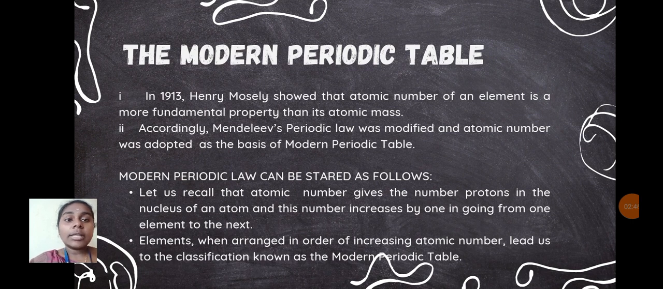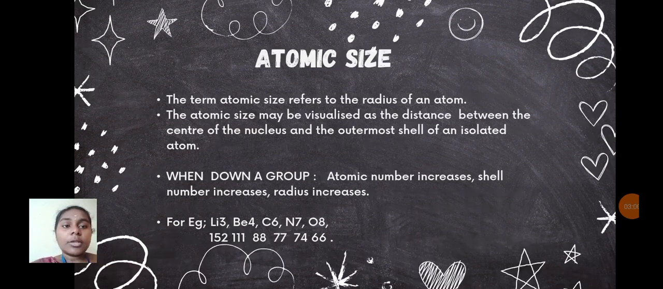Let's recall that the atomic number gives the number of protons in the nucleus of an atom. The atomic number increases by one going from one element to the next. So the elements are arranged in order of increasing atomic number. Let us look at the classification of the periodic table.